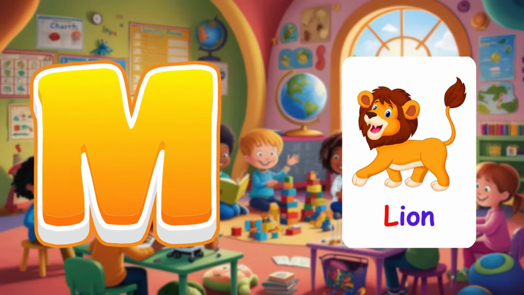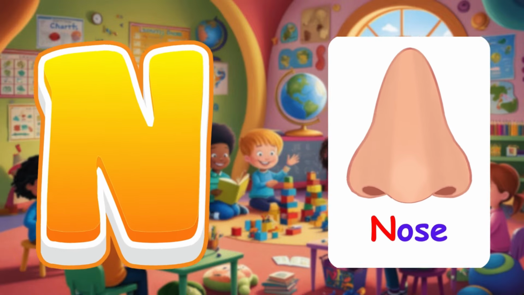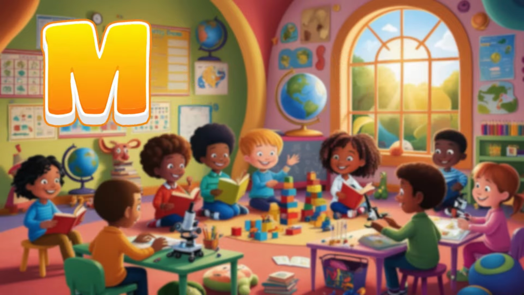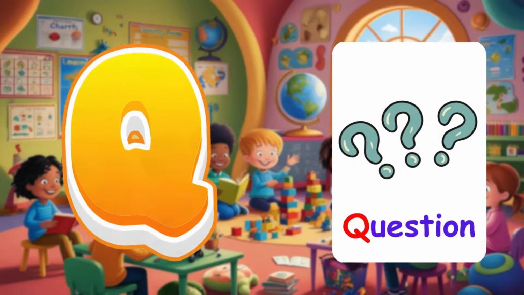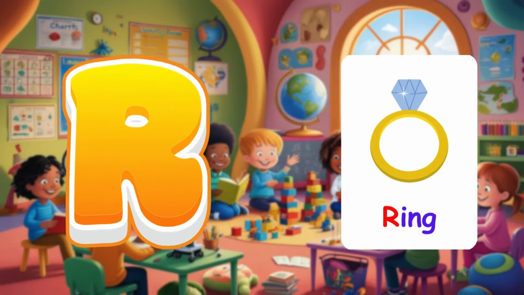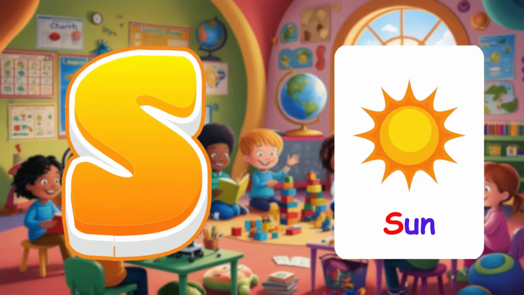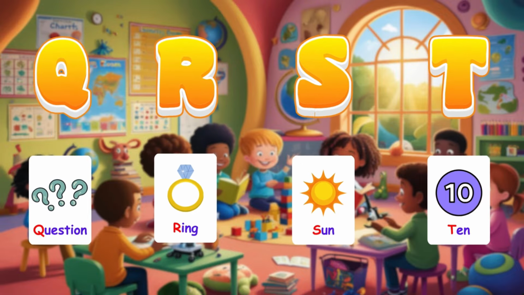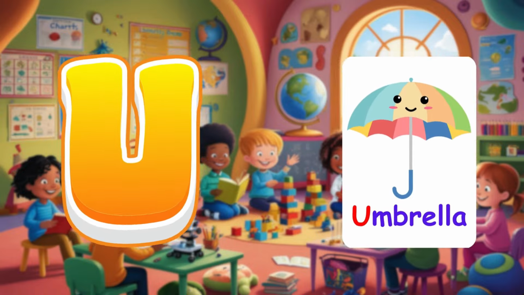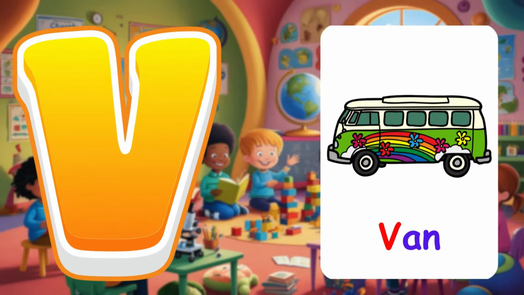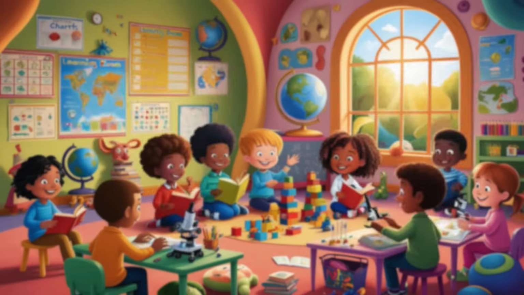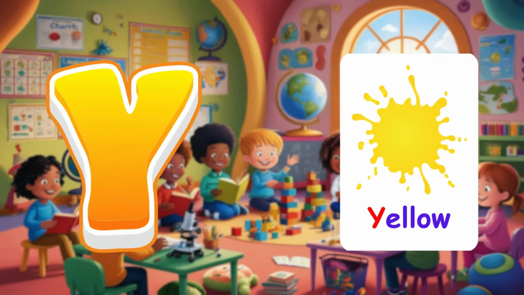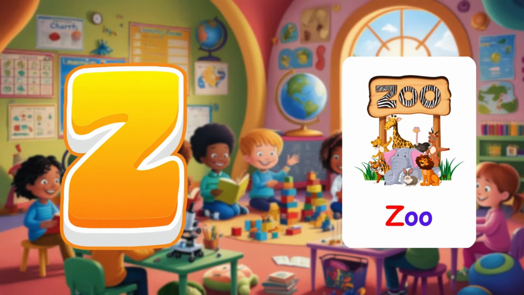M is for monkey, m-monkey. N is for nose, n-nose. O is for octopus, o-o-octopus. B is for big, b-b-big. Q is for question, question. R is for ring, ring. S is for sun, sun. T is for ten, ten. U is for umbrella, umbrella. V is for van, van. W is for watch, watch. X is for x-ray, x-ray. Y is for yellow, yellow. Z is for zoo, zoo.